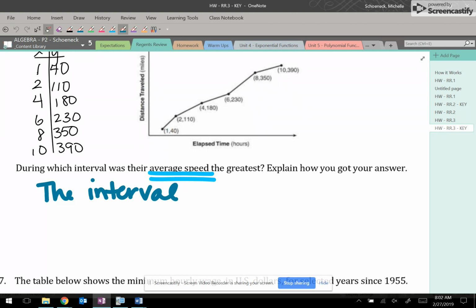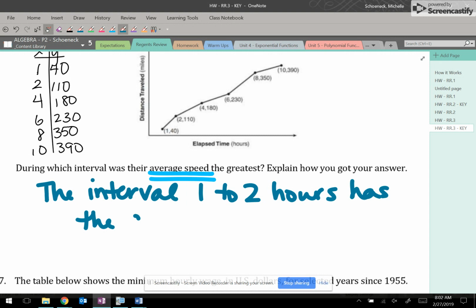All right, and we find that the interval from 1 to 2 hours has the greatest average speed.